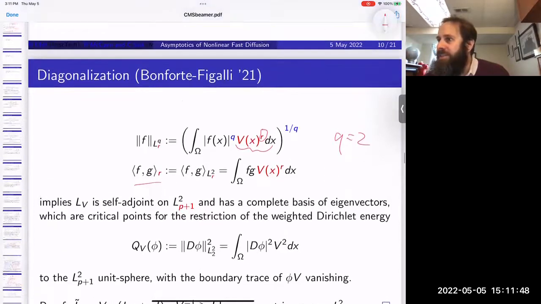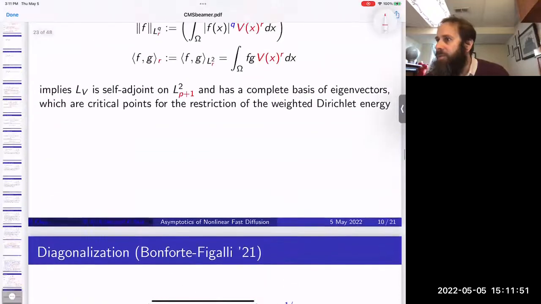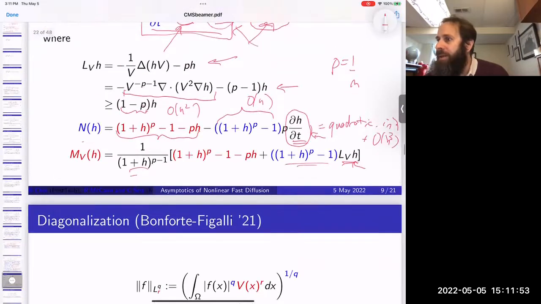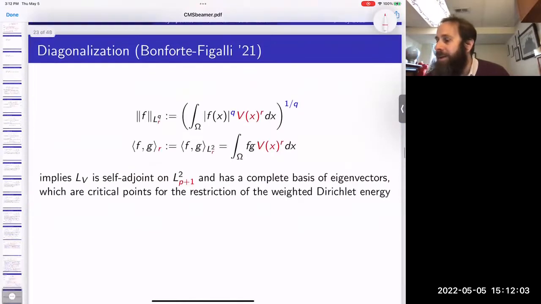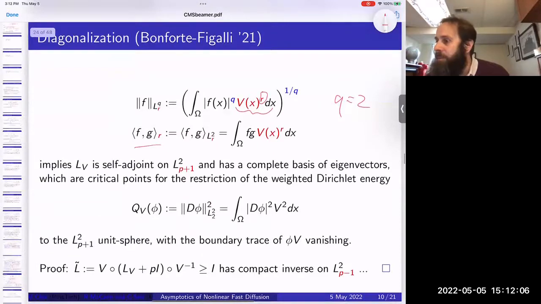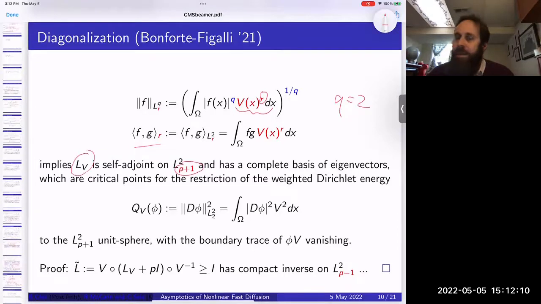The observation is that the linear operator that we just wrote down, especially if you look at this form of it, you can see that if you multiply this by v to the power p plus 1, you can then integrate by parts, and it will be a symmetric operator. So if you choose the weight to be p plus 1, then your L_v is actually a self-adjoint operator. Moreover, it turns out to have a complete basis of eigenvectors. And the eigenvectors can also be seen as critical points for this kind of weighted Dirichlet energy on the L^p unit sphere.